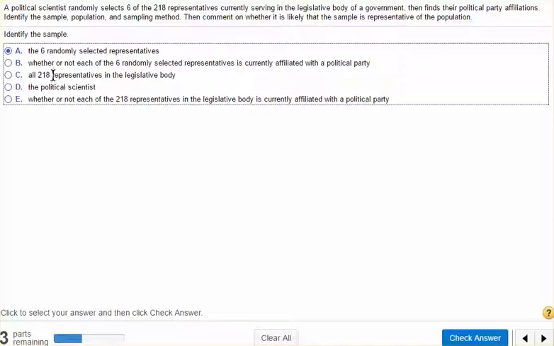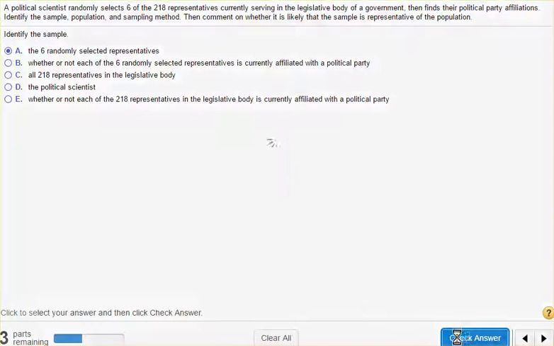Let's just look at our other choices here. Whether or not each of the 6 randomly selected representatives is currently affiliated with a political party. That sounds like a sample statistic. This looks like our population, all 218. Political scientist, he's the person, the researcher. And whether or not each of the 218 representatives in the legislative body is currently affiliated with a political party. Well, that, ladies and gentlemen, is a population parameter. So our sample is what we chose.